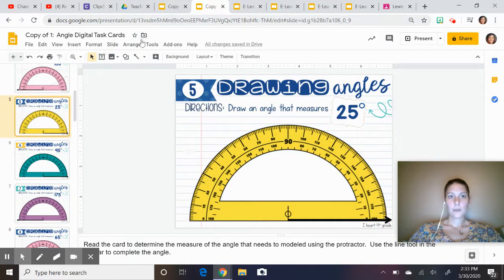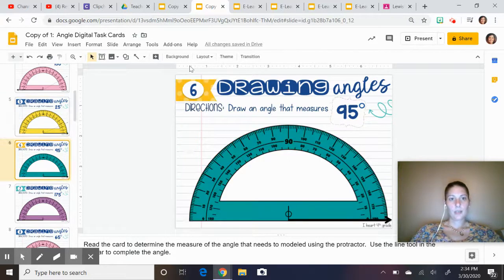Okay, now we have a 25-degree angle. They moved our bottom line back on the right side. So we're going to match our vertex and we're going to draw 25, this little half line that's between the 10s. You know our 5s from our measurement unit when we talked about how to measure with rulers. Okay, so this would be 5, 10, 15, 20, 25. Okay, this one measures 95, so it's barely larger than a right angle. So we're going to match our vertex, and we're going to go straight to 95.